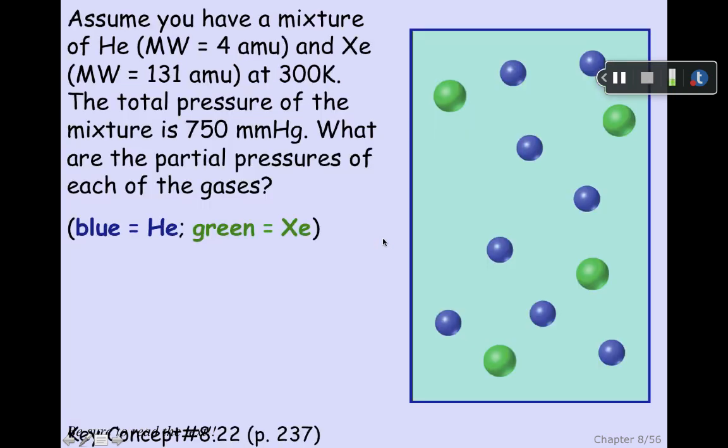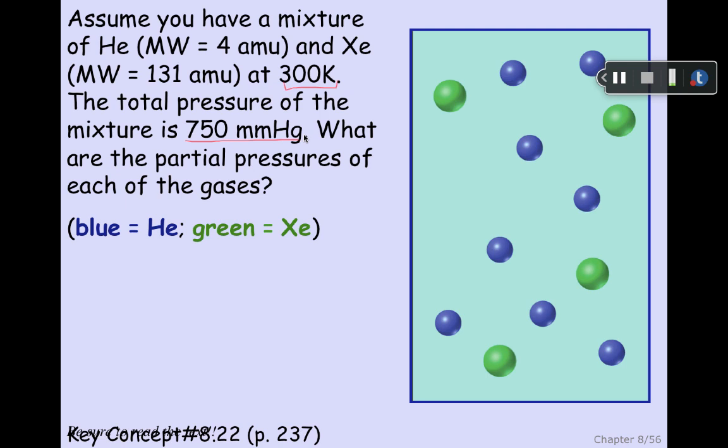Time for another example. Here's one with helium and xenon with pretty green and blue colors in the diagram. The helium has a molecular weight that's much smaller than that of the xenon. The temperature is given at a certain value of 300 Kelvin, which might not matter here, but we'll see. And the total pressure of the mixture is given to be 750 millimeters of mercury. They tend to use millimeters of mercury in these partial pressure questions.